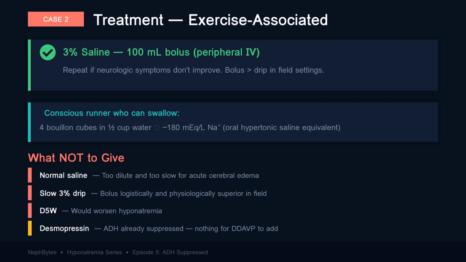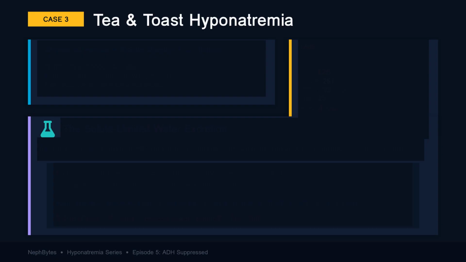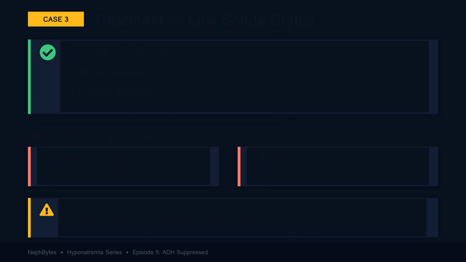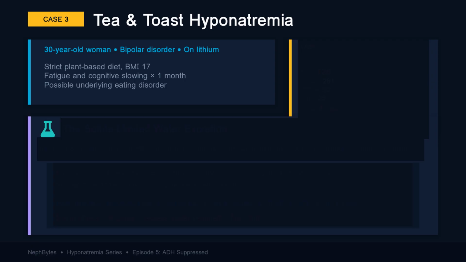Now let's shift to the low solute syndromes. Same lab picture, hyponatremia with dilute urine, but a completely different mechanism and a completely different treatment. Case 3. Tea and toast hyponatremia. A 30-year-old woman with bipolar disorder presents with fatigue and cognitive slowing over the past month. She's on lithium. She follows a strict plant-based diet and has a BMI of 17.